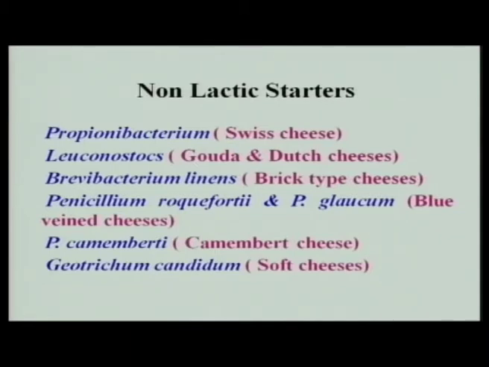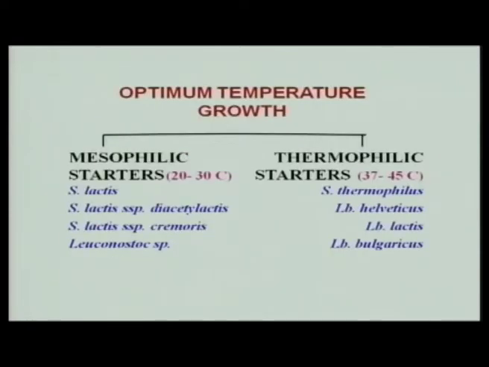Brevibacterium linens is a pigment forming variety of bacteria which is used for surface ripening and smearing the surface. So, the typical red pigment is produced by these organisms. Species of fungi are also important, especially Penicillium roqueforti and Penicillium glaucum for the blue veined varieties of cheeses, and Geotrichum candidum is also used for the soft varieties of mold ripened cheeses.